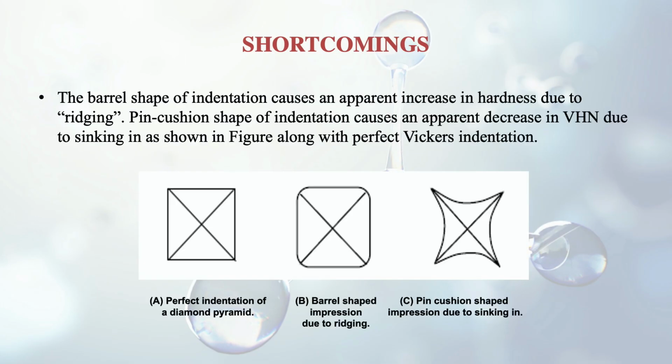Then the barrel shape of indentation causes an apparent increase in hardness due to ridging. Pin cushion shape of indentation causes an apparent decrease in VHN due to sinking. So these two things are shown in the figure. See the first one, the first figure is a perfect indentation of a diamond pyramid. The second one is the barrel shaped impression.